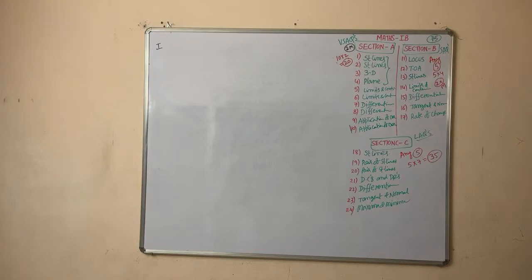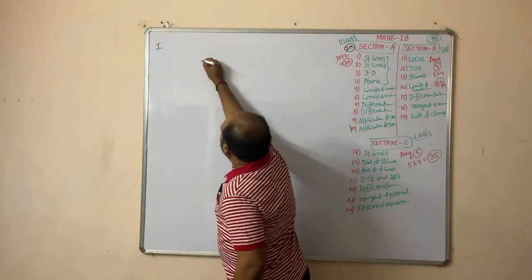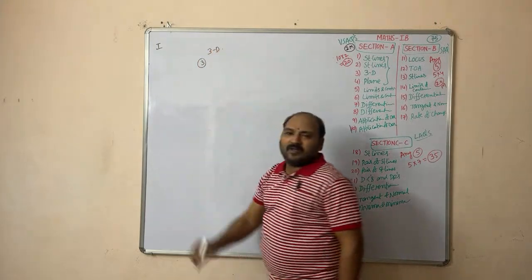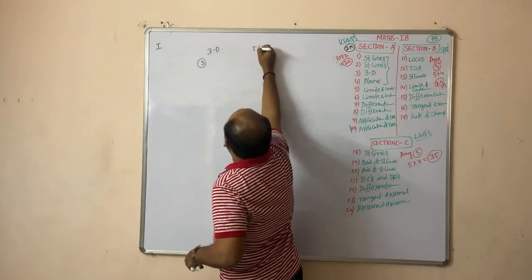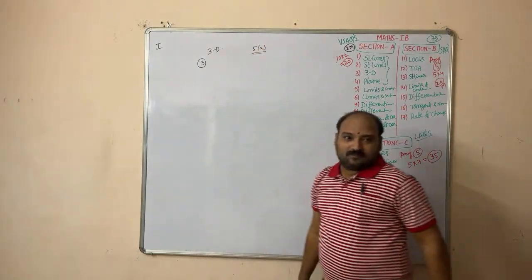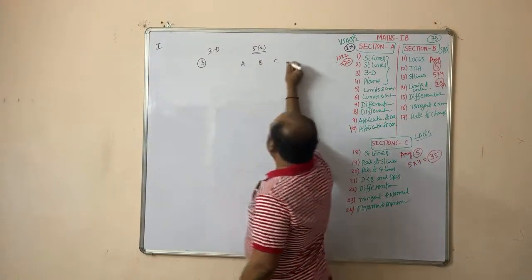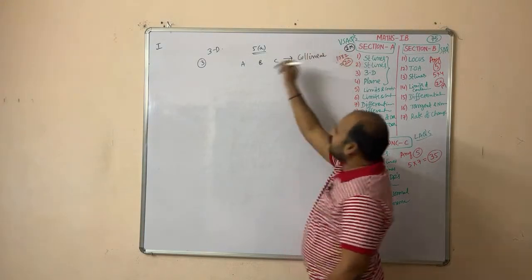What is question number 3? In question number 3, it is 3D geometry. In the 3D geometry question, in the first exercise, 5A exercise, if you go there, there is the collinear question. They will give 3 points, A, B, C. Show that the points are collinear. This type of question you can prepare.